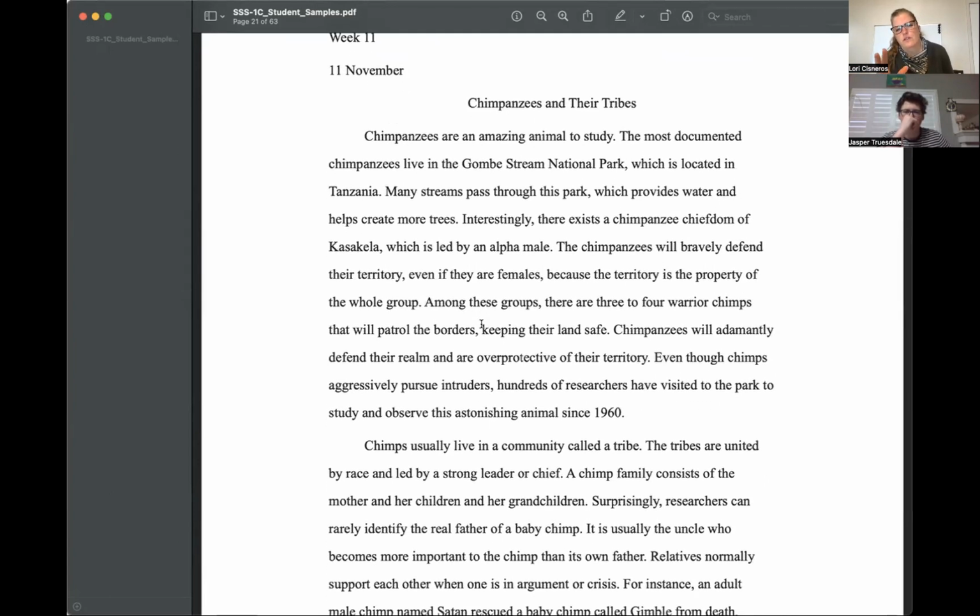And then they have this introduction sentence, just kind of a generic one, because remember, chimpanzees is the subject, so that's the broad topic there. So chimpanzees are an amazing animal to study. And I wanted to point out that they're just giving a flat, broad sentence to introduce the subject. And then they're going into their fused outline that they put together here.